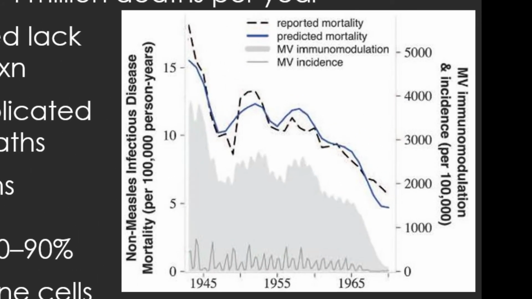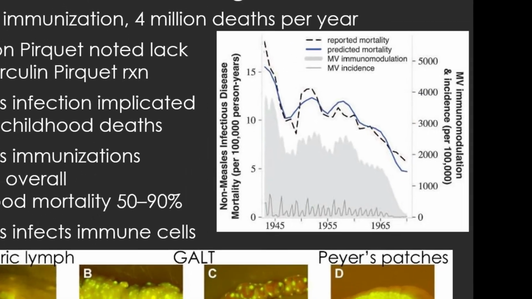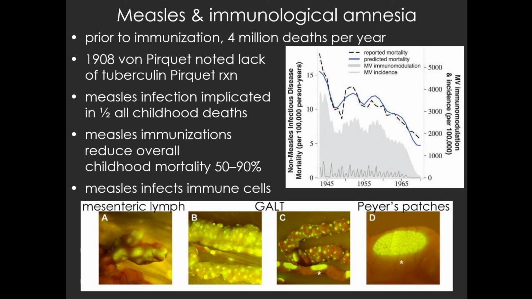And so people started looking into why that might have been. And one piece of evidence was found in the work of a researcher named von Pirquet, who in 1908 noted a lack of the tuberculin-Pirquet reaction, which today we know as the PPD, where you have tuberculin protein injected under the skin in order to see if you've been exposed to tuberculosis.